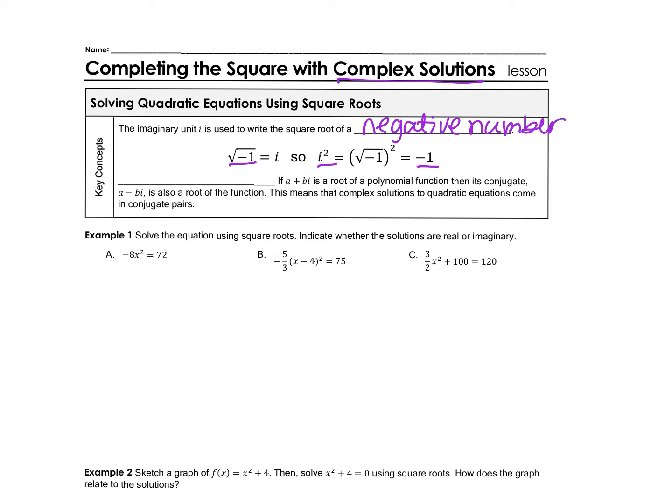And then this next part, it says if a plus bi is a root of a polynomial function, then its conjugate, a minus bi, is also a root of the function. Remember, a root is a part of your solution. So this is called a complex conjugate.